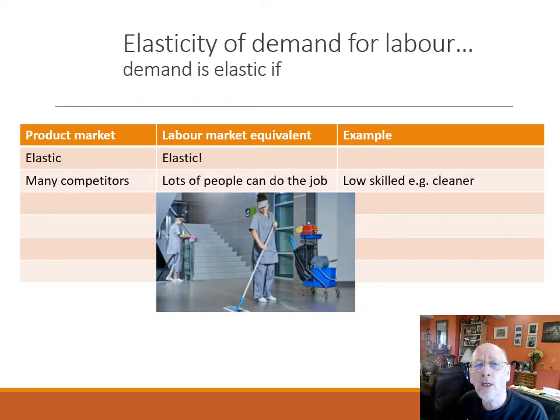So in the product market, if there's lots of competition, then the demand for the product is elastic. Well, in the labour market, the equivalent of that, if loads of people can do the job, then that makes demand for that labour elastic. So for example, lots of people could be cleaners if pushed. Not many people could become brain surgeons because they haven't got the skills or the aptitudes. So the demand for cleaners is likely to be more elastic. The demand for brain surgeons is likely to be inelastic.